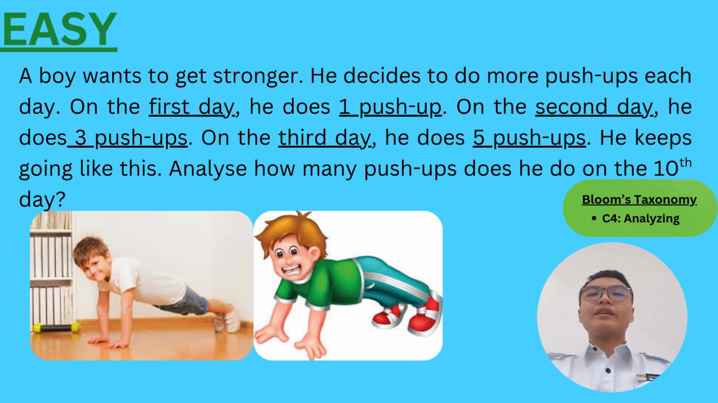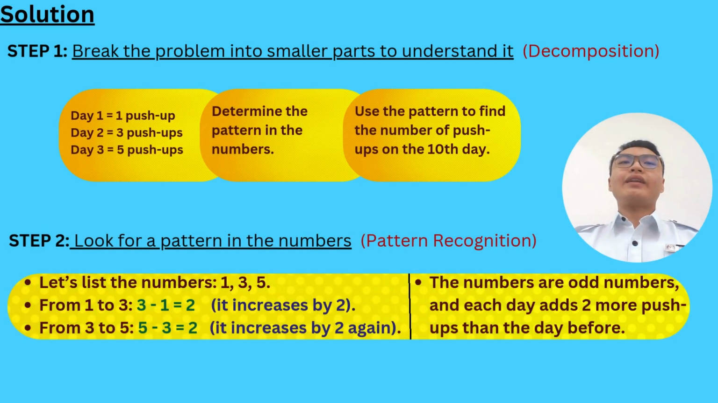We can see here the keyword analyze. So the Bloom's taxonomy used is C4, analyzing. Now let's look at how to solve the problem. First, we break the problem into smaller parts to understand it. Day 1, the boy does 1 push-up, day 2, 3 push-ups, and day 3, 5 push-ups. Then we determine the pattern in the numbers. Then we use the pattern to find the number of push-ups on the 10th day.